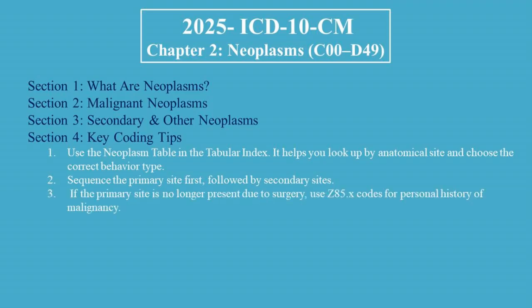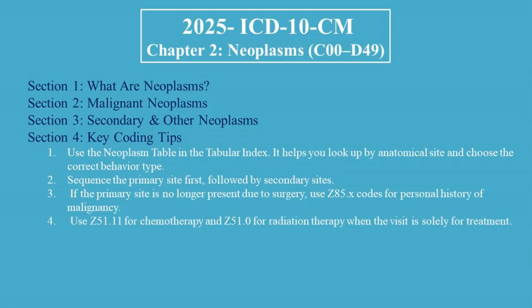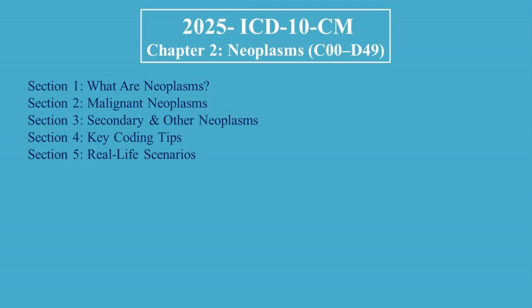3. If the primary site is no longer present due to surgery, use Z85.X codes for personal history of malignancy. 4. Use Z51.11 for chemotherapy and Z51.0 for radiation therapy when the visit is solely for treatment. Section 5. Real-life scenarios. Let's see a few case examples in action.